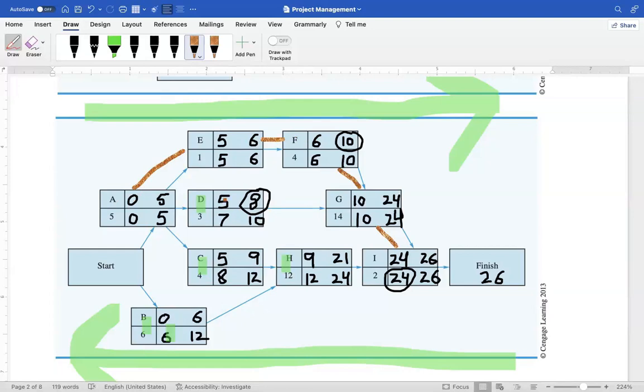But we have some slack here, which means we can delay it and it won't affect the project. This is also not a critical activity. You can delay it, it will not affect the project. This is also not a critical activity. You can delay it and it will not affect the project. For example, activity H starts at 9 and it finishes in week 21. The latest time when it can finish without affecting the project is 24, which means you can delay this activity, or at least you have a slack here of 3 weeks. So this is not a critical activity.